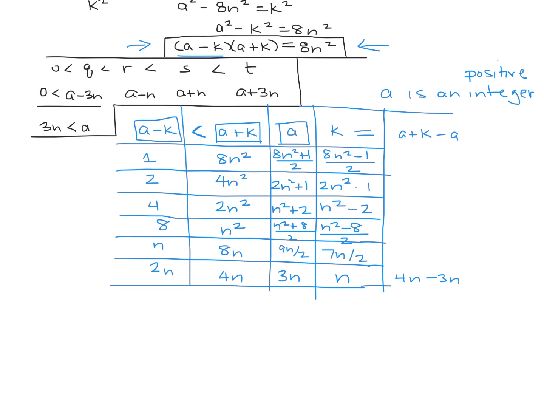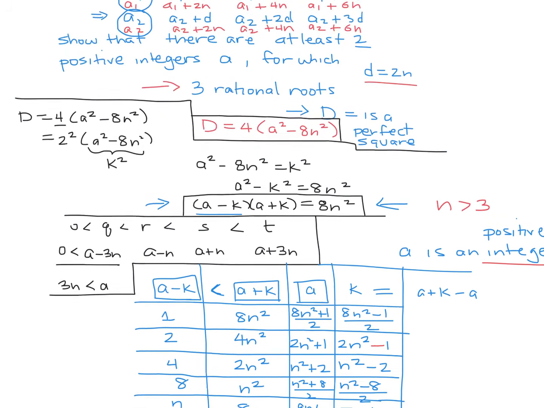Okay, now, after we have all that, we can see which one of these are positive integers. Well, remember, what is the definition for n? n is anything that is greater than 3. Let me just remind myself here.